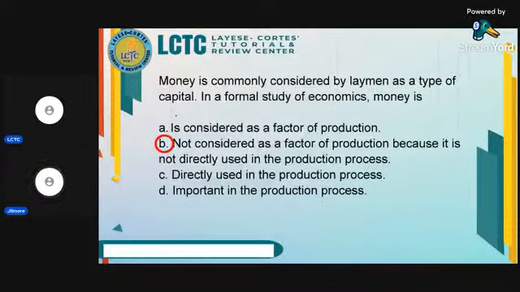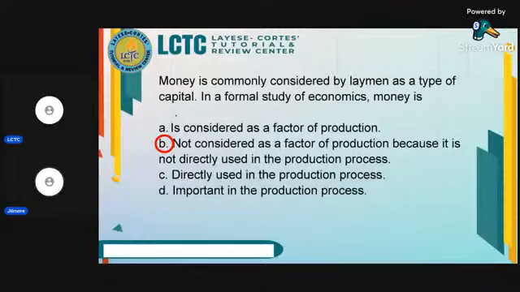Now, why is it that money is not included as a capital? In layman's terms, money is considered a capital. But in a formal study of economics, let us take note that money is not considered as a factor of production because it is not directly used in the production process. So in layman's terms, money is a capital, but in formal economics, money is not considered as a factor of production.